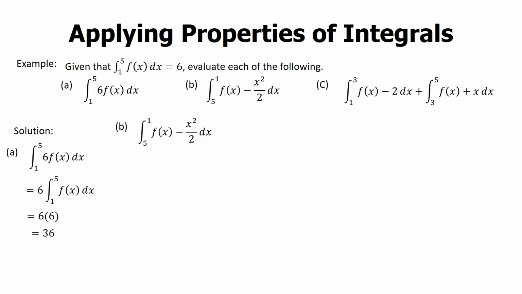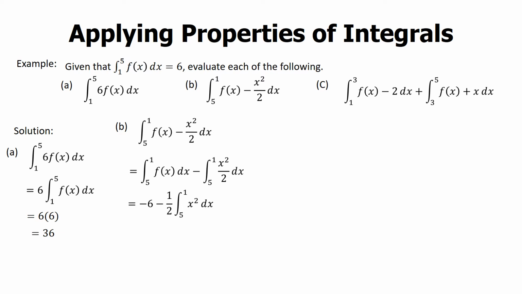For B, integration from 5 to 1 fx minus x squared over 2 dx, we can integrate them separately, which is integration from 5 to 1 fx dx minus integration from 5 to 1 x squared over 2 dx. And notice that the limit has changed. Instead of 1 to 5, it is 5 to 1. So which means integration from 5 to 1 fx dx is negative 6.